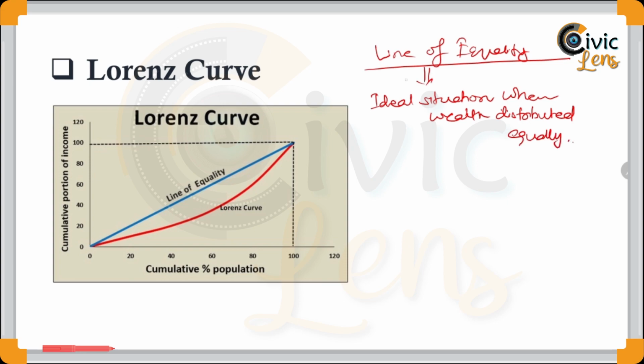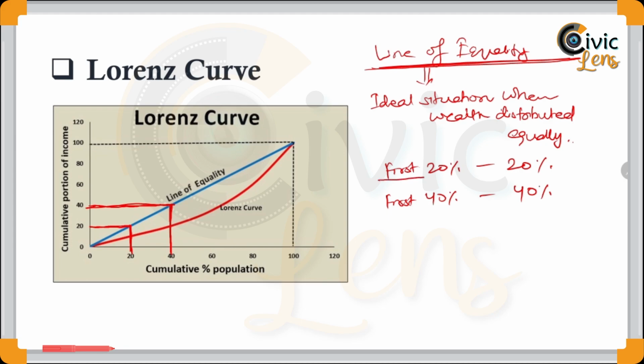So let's see how exactly it represents the line of equality. On this line of equality, for the first 20% of the population, the total income will be 20%. That means the first 20% are earning 20%. The first 40%, if you see on this line of equality, are earning 40%. So the first 40% are earning 40%. We have already seen that the first 20% are earning 20%, and the first 40% are also earning 40%.